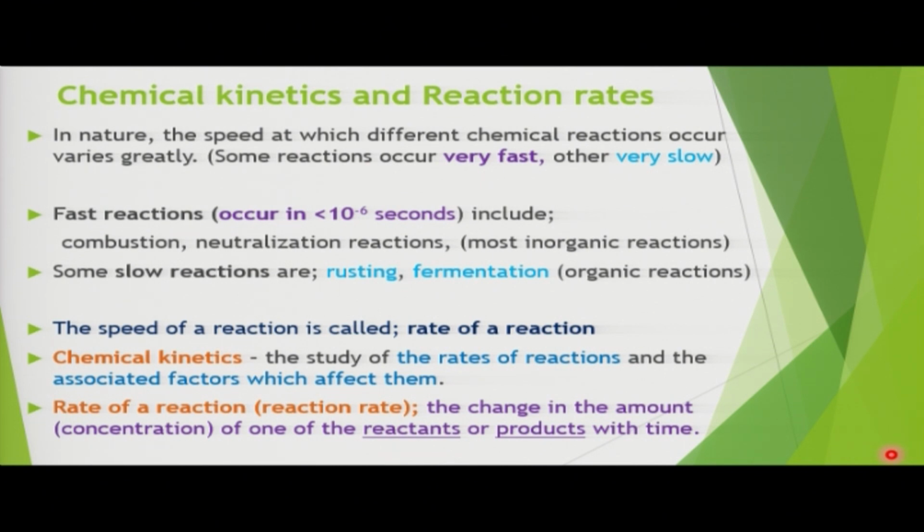There are some reactions which occur very fast and some which occur very, very slow. Some of the slow reactions, as we've seen, are rusting, fermentation, and prominently most of the organic reactions. When we talk of fermentation, let me give you an example. Wine. Some of you have seen your parents taking wine. Some of you have seen wine being served in parties and so on. Sometimes it can take 3 to 4 or sometimes 10 years for wine to mature. So the longer it takes, the better the quality becomes. So fermentation and rusting are some of the slow reactions.